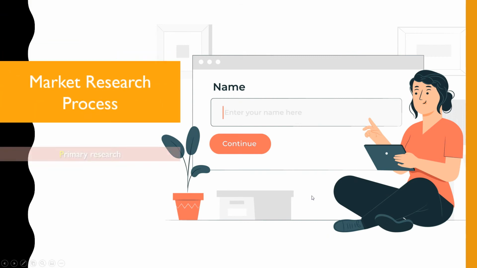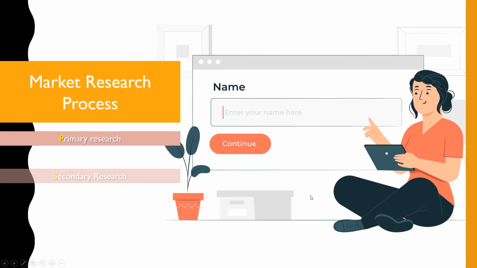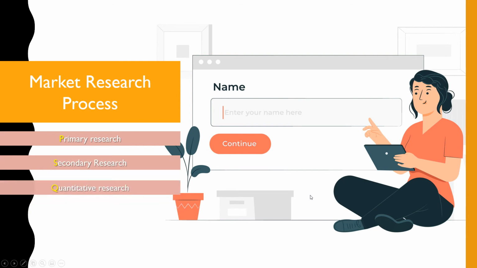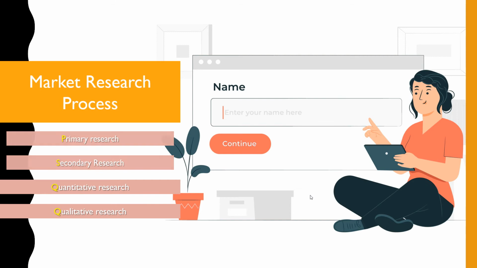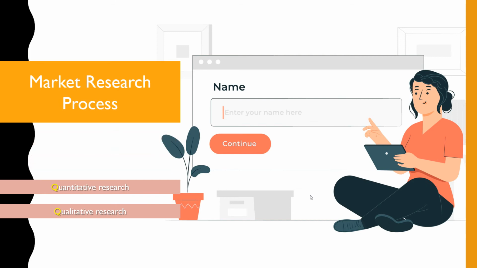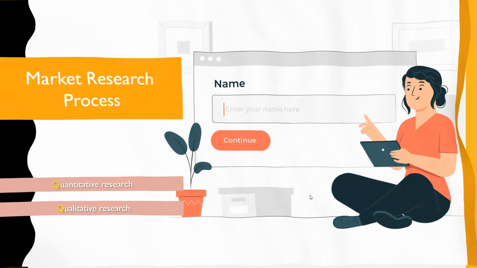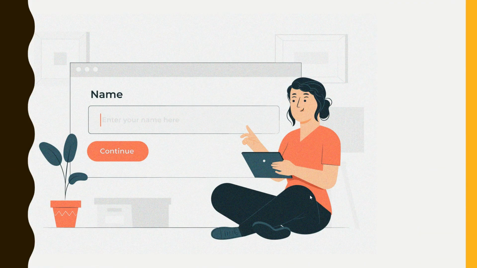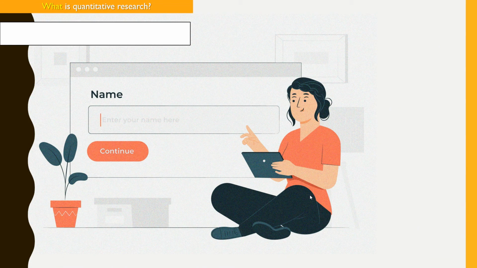Initially, in the last video, we spoke about primary research and secondary research. We have yet to talk about quantitative and qualitative research, which is what we'll be focusing on in today's video. So, what is quantitative research? It is research that leads to numerical results that can be statistically analyzed. It's quite a mouthful, right?